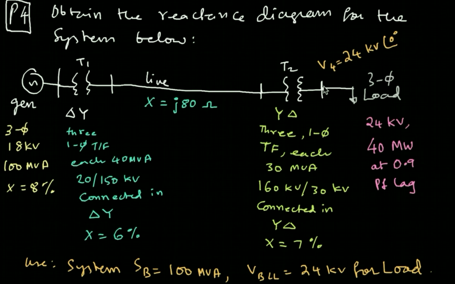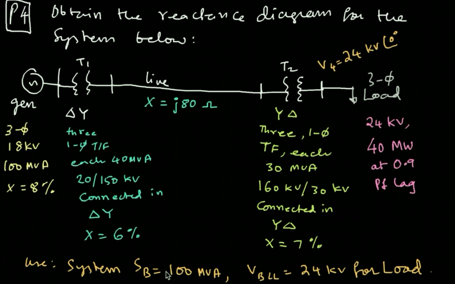Next, we have a bus here, and then there is a three-phase load, and the rating for the load is 24 kV. That means the line-to-line voltage for this three-phase load should be 24 kV. And it is also mentioned that the voltage at this bus is 24 kV. And the load is 40 megawatts at 0.9 power factor lagging.